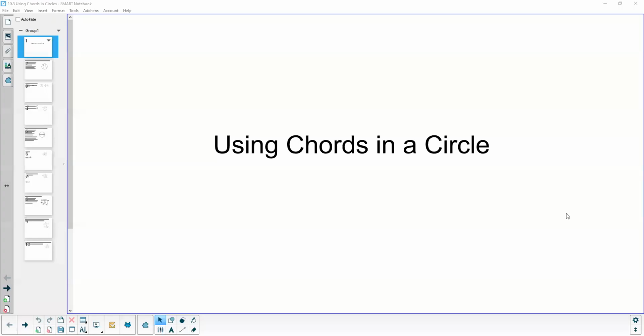Hi, this is Mrs. Kidman, and in this video, we are going to be discussing how we can use the relationships between chords and a circle to calculate different parts of a circle. Sometimes that might be an arc length, that might be an arc measure. We might be able to figure out what the diameter is. It all can be based on some of the relationships that chords have with one another.